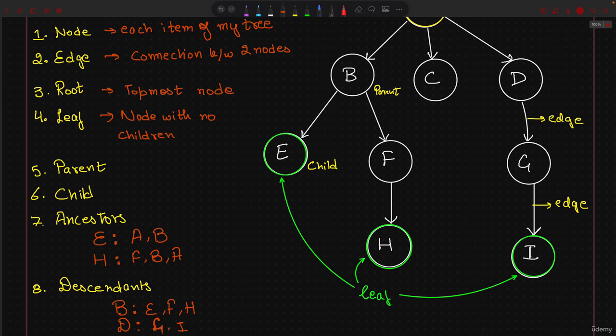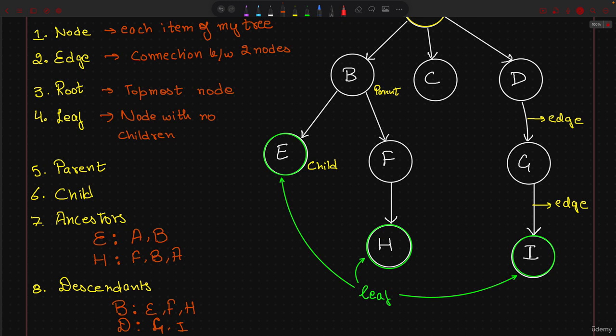Now again, A is the ancestor of each and every node because of course A is from where it started, right? So that is where the tree started. So each and every node is a descendant of my A. So that thing you have to understand. And yeah, these are I think the major ones which we have to use for defining my tree, or if let's say any question is asked. Along with that, just a few more things.